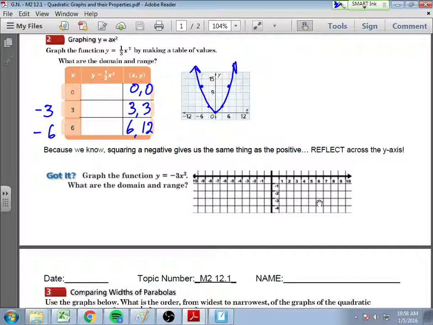It's a V. Kind of like a V. It shouldn't really have a point to it. It should be a little bit more curved. It's just hard for me to do on the smartboard.